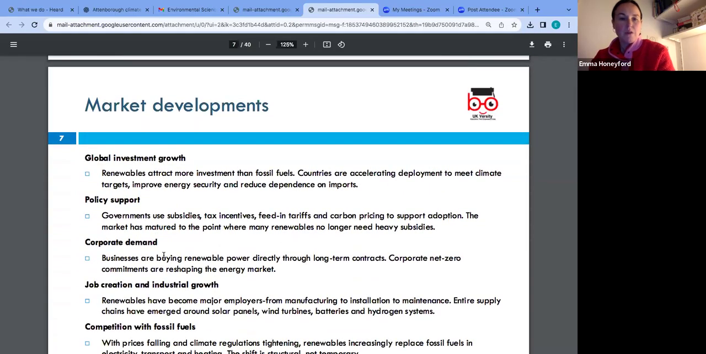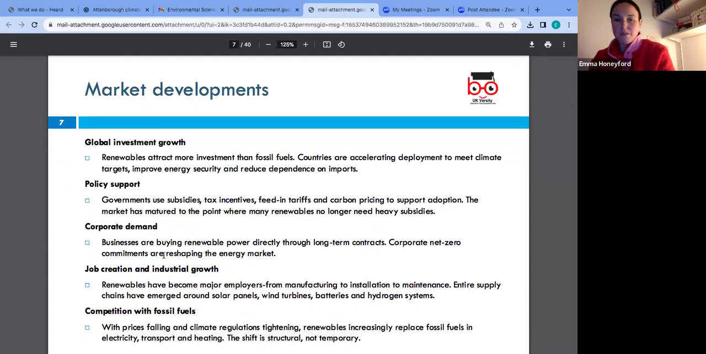Another area we're going to have a look at is market developments. There have been a lot of market developments which can either be a positive force or a negative force for the development of renewable energy. There has been a massive shift in the amount of global investment that we've seen in the past few years. Renewables now do attract more investment than fossil fuels did, which is positive.